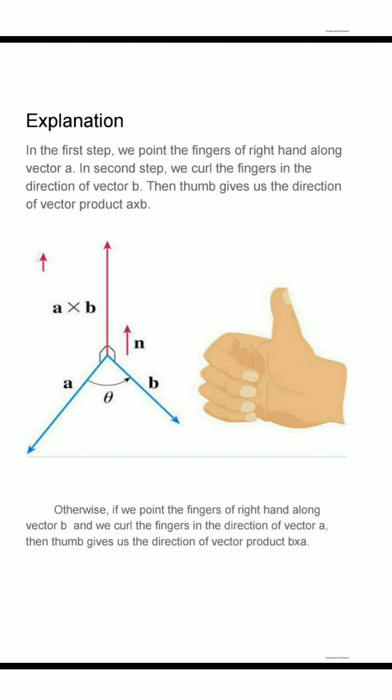Otherwise, if we point the fingers of the right hand along vector b and we curl the fingers in the direction of vector a, then the thumb gives us the direction of the vector product b cross a.